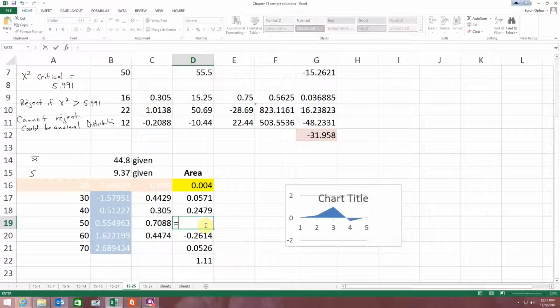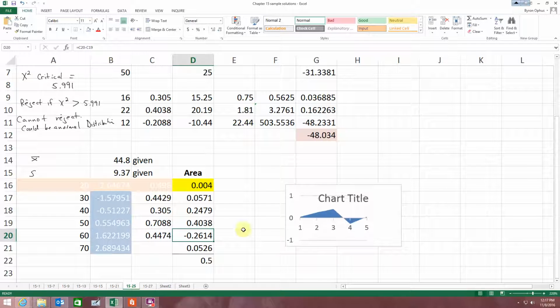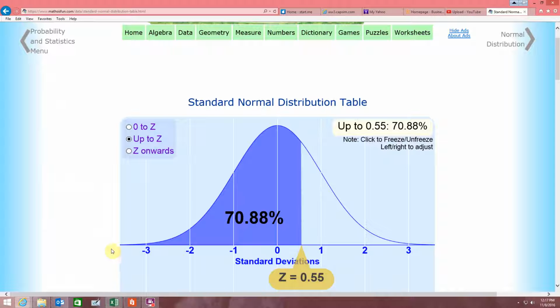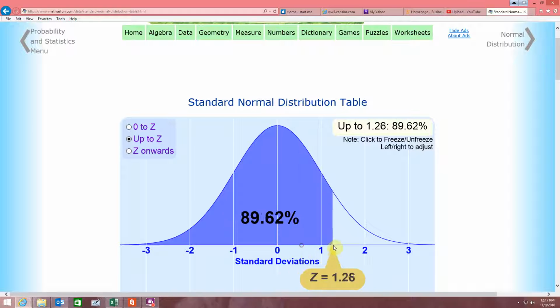And again, I've changed the way that I've done some things, and now I can say that this is equal to this one minus this one, because that area is going to be in between there, so it's going to be about 40%. And I do that again for this one, 1.62. So we'll click there, and we come to here, 1.62.